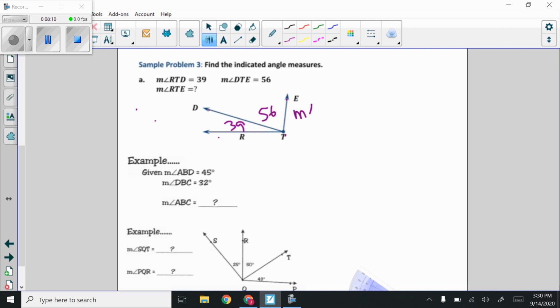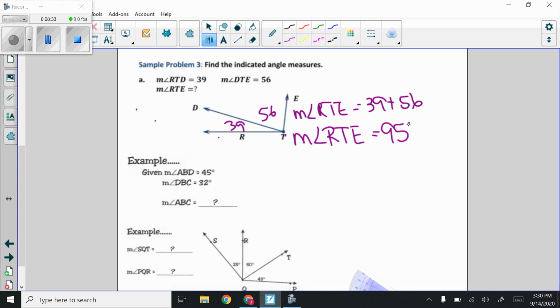So the measure of angle RTE is going to equal 39 plus 56. So then I have the measure of angle RTE. So when I add 39 and 56, I get 95. Just make sure to put your degree sign.